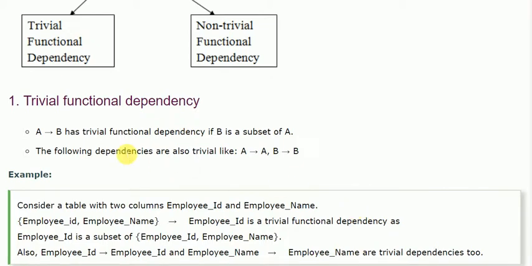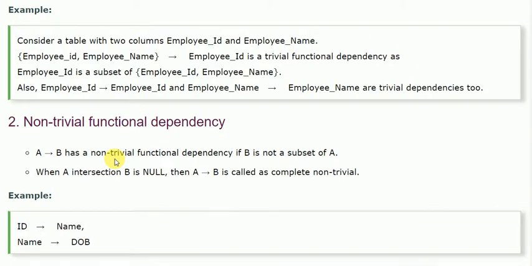Now, let us understand what are non-trivial functional dependencies and how we can differentiate them from the trivial functional dependencies. Next part is non-trivial functional dependency. In this, what happens is that B is clearly not a subset of A. Now, A intersection B is null. That means that A cannot be separated into any such attribute which, intersected with B, will give anything other than phi or null. So, if there is no common attribute between A and B, then it is called a complete non-trivial dependency.